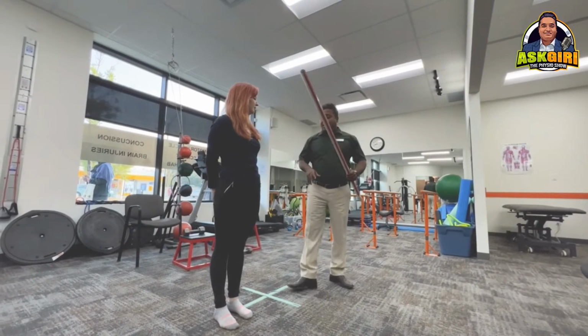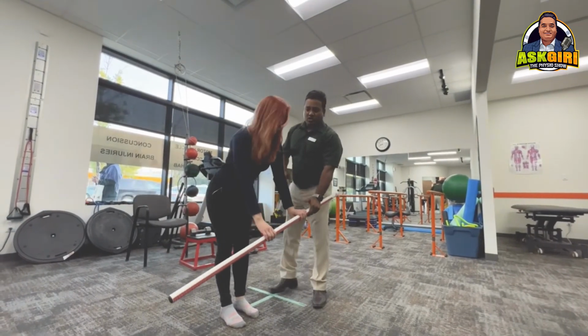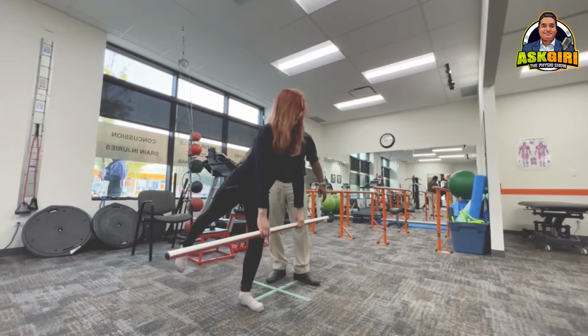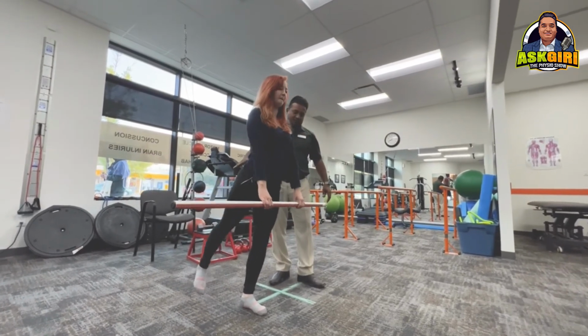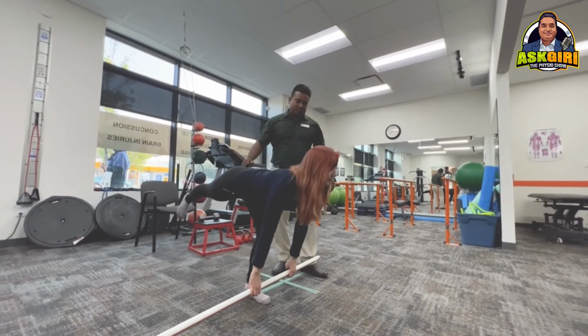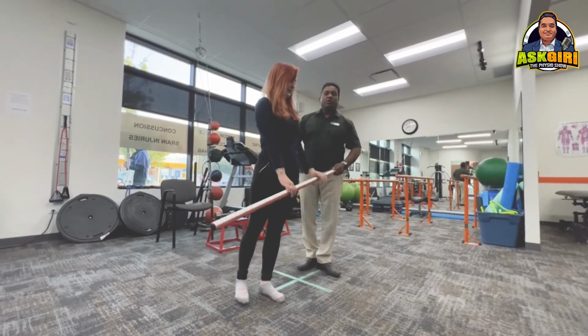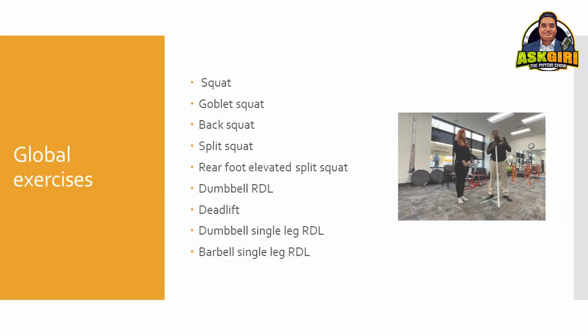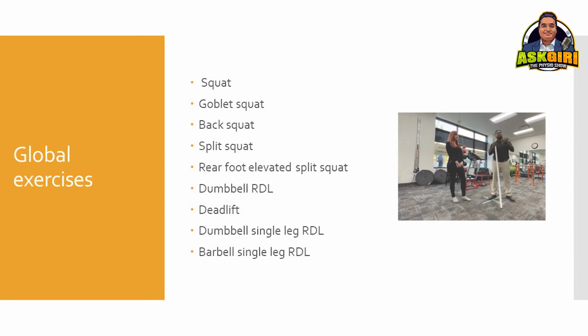Barbell single leg RDL as well. So put light weights onto it on both sides, and then you can work on the barbell single leg RDL as well. Beautiful. Thank you, Kayla. So these are some of the global exercises you can do once the individual groups are worked a little bit progressively. From here, you're going into the sport specific drills.